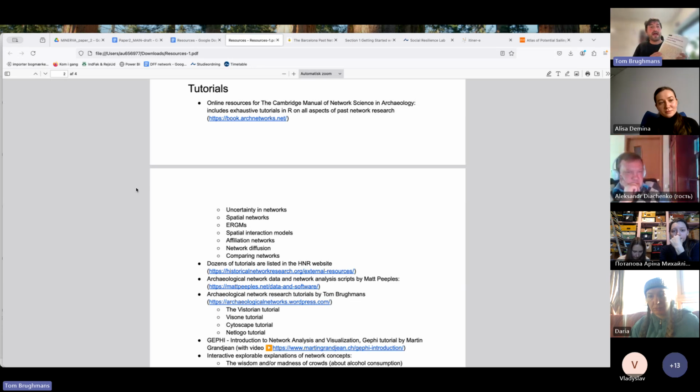That is why we have the book. This is a manual. This is a textbook. If you want to learn GIS, you read the GIS manual, you do GIS. You want to do network research? Read the textbook. It tells you step by step what you need to do.